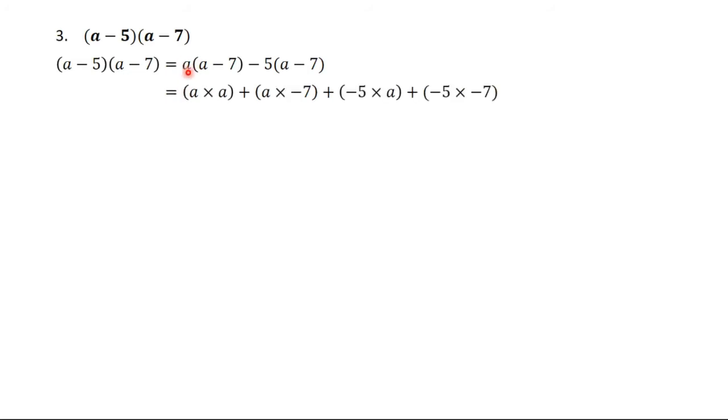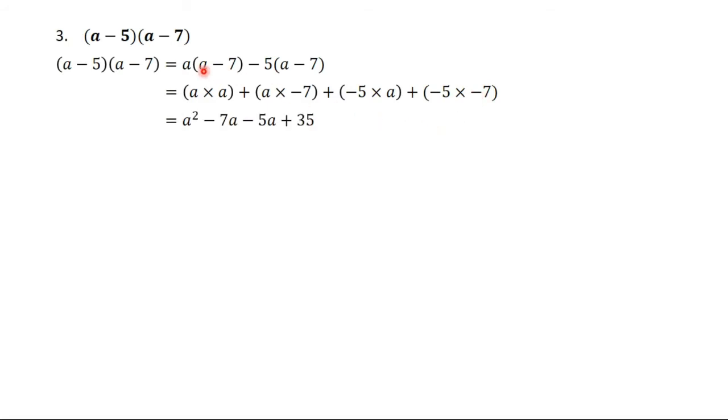So we are going to get a times a in the first bracket. Then since this bracket is closed, you bring your addition sign, so plus a times minus 7, then you bring your addition sign again. Then you come to this side here. What is outside the bracket is minus 5, so minus 5 times a in the bracket here, then plus what is outside here is minus 7, so minus 7 times minus 7 in another bracket.